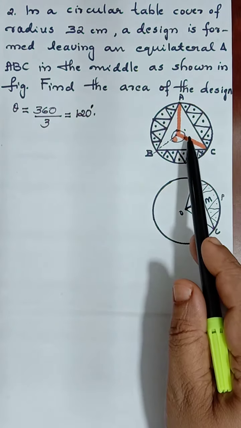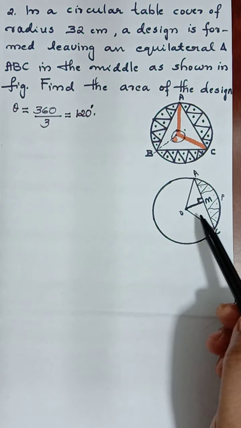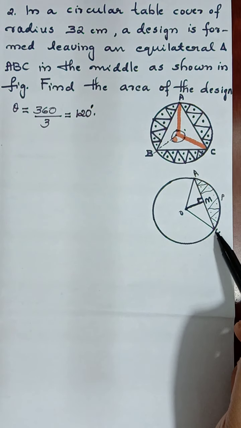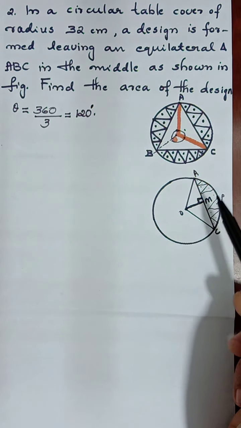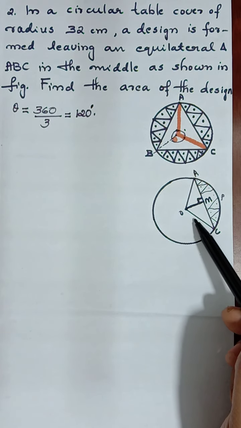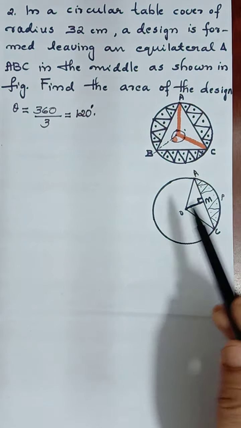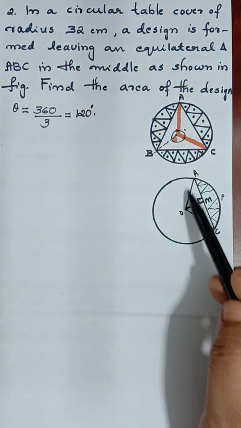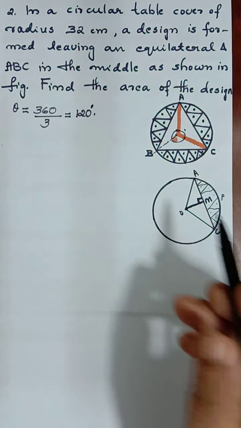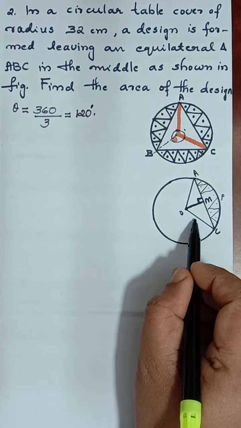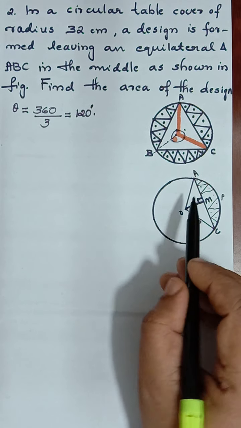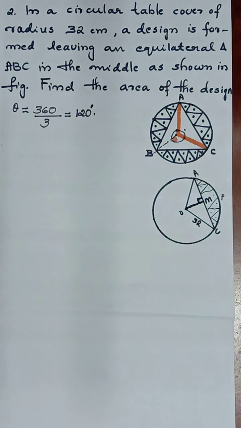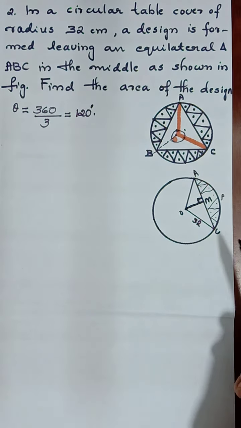Now the central angle we got as 120 degree. So angle AOC is 120. So for the sector we can find theta is 120. Theta by 360 into pi r square. That is the sector, from which we have to subtract the triangle area. For the triangle we only know the radius, 32, and here OA is also 32. But what is the use? We cannot find the area with the radius.